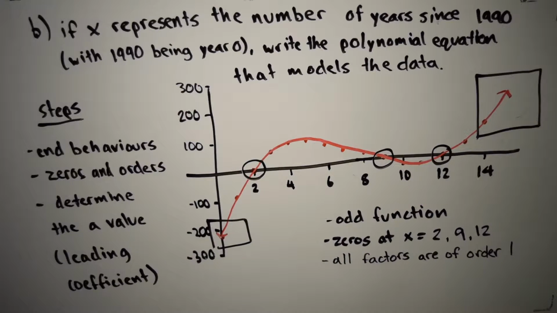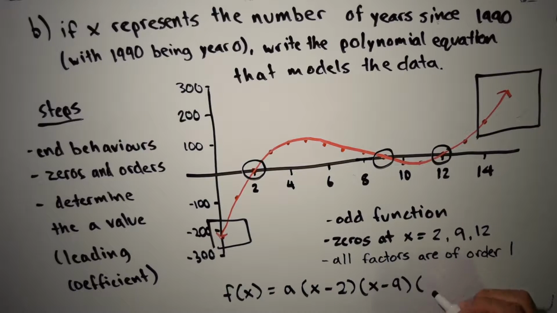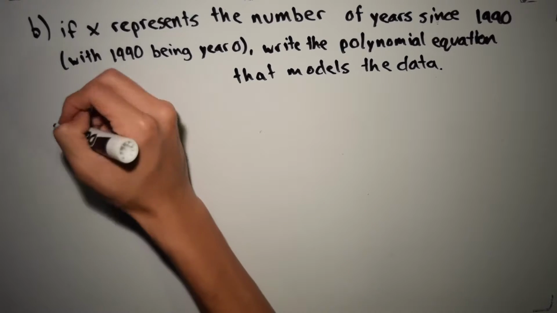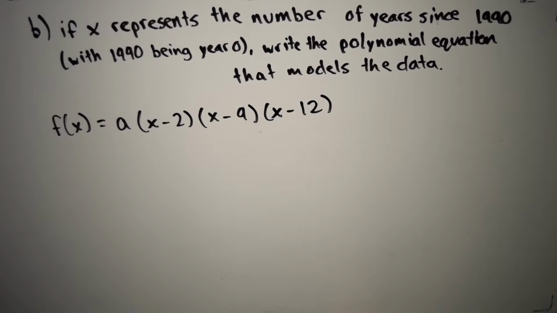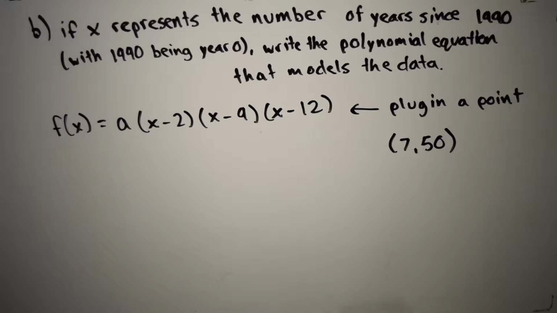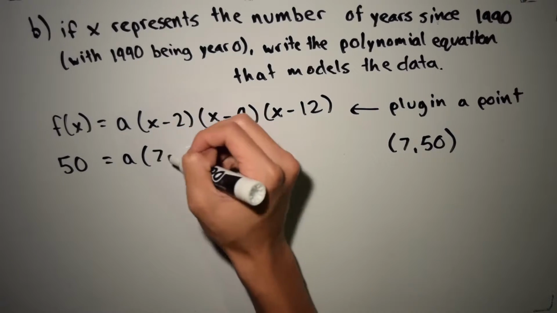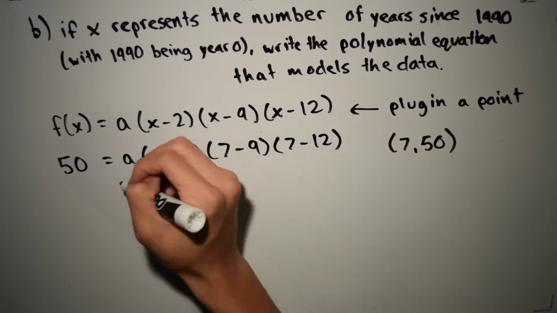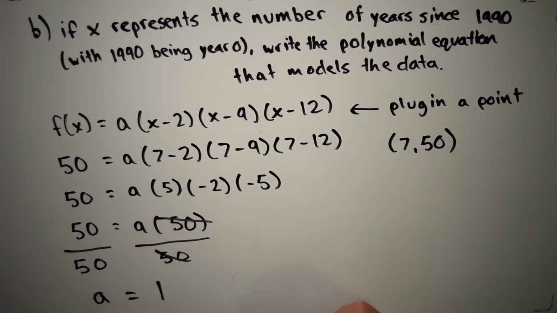Now that we know all of these properties, we can fill into the equation what we know. So the equation will look like f of x equals a times x minus 2 times x minus 9 times x minus 12. We can confirm that this makes sense because the degree of this equation is 3, which means it's an odd function, therefore following the end behaviors of the graph. To complete the equation, all we have to do now is to determine the a value. To do this, we need to take a point from our graph to plug into our equation, and just isolate for the a value. I'm going to use the point (7, 50). 50 is our y value, and we need to replace all the x's in our equation with 7s. Then just simplify and isolate for a. Nice, our a value is 1.